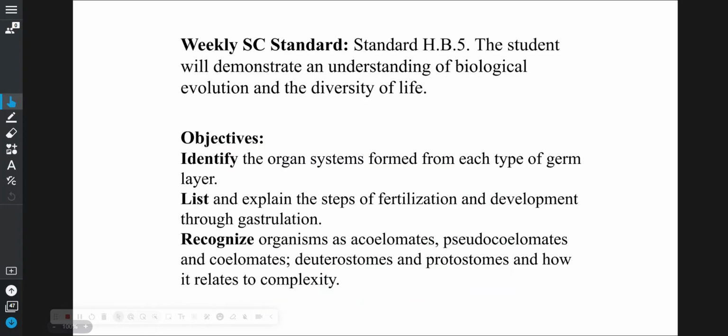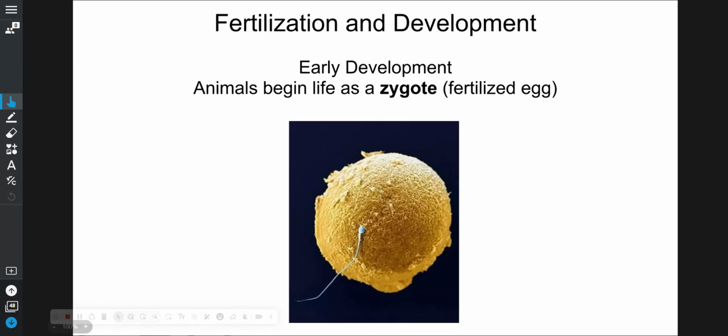So hopefully you've been working on your 2 vocabulary booklets this week that are due tomorrow, and those should help you realize what some of these words mean and practice those words. So let's get started with the notes. Again, this is section 4.